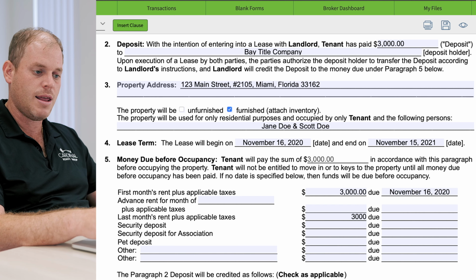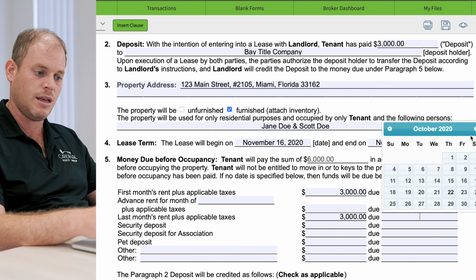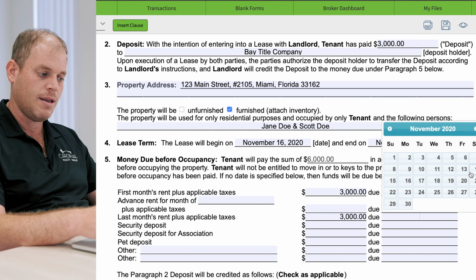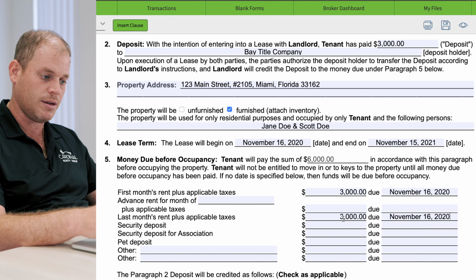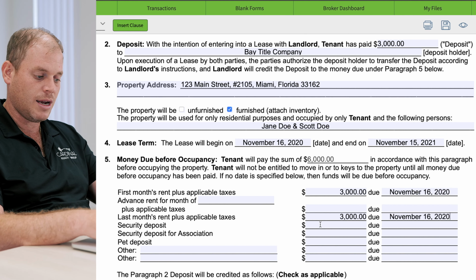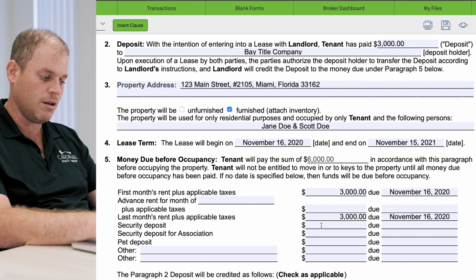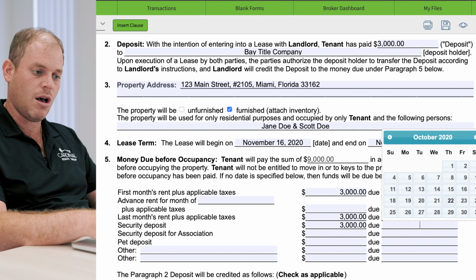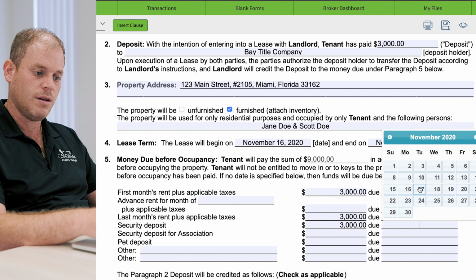$3,000, and it's going to be due November 16th, the day I move in. And finally, we're going to put a security deposit. You can see that's the next line here of $3,000. And once again, it will also be due on November 16th. Okay?